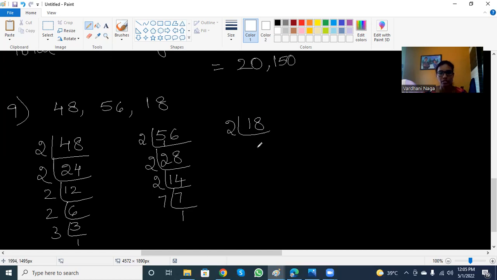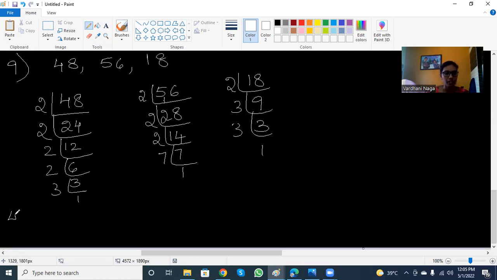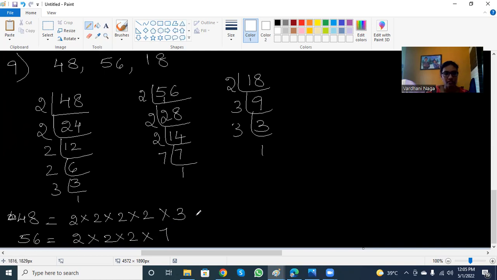This is also divisible by 2. 2 9s are 18, 3 3s are 9, and 3 1s are 3. So 48 can be written as four 2s and one 3. In the same way, 56 can be written as three 2s and one 7. And 18 can be written as one 2 and two 3s.